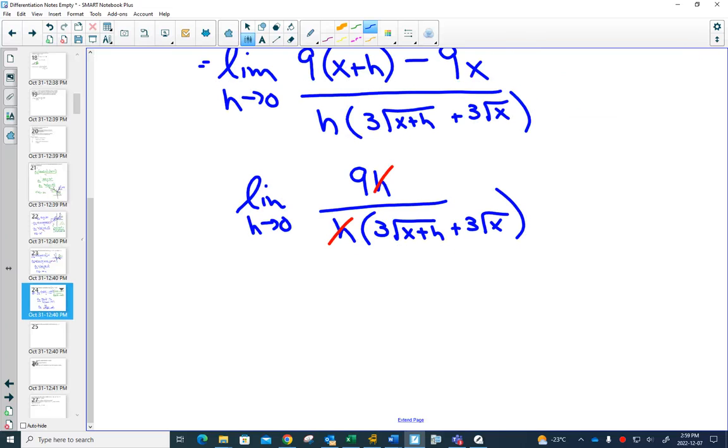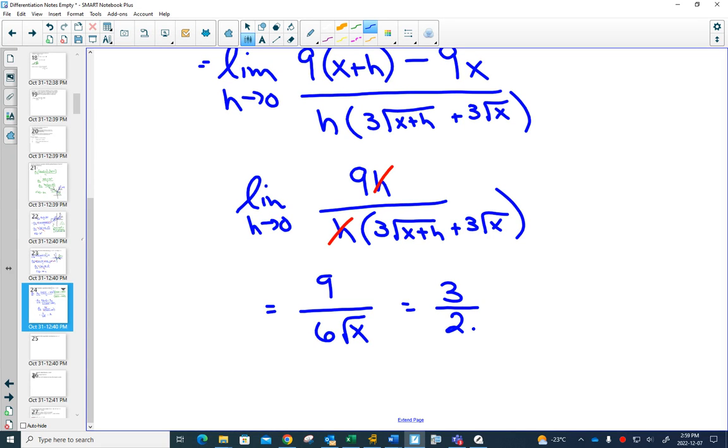And so now I can apply h equals 0. Can you see if you plug in h equals 0 now, you're not dividing by 0 anywhere? On the bottom you would have 3 root x plus 3 root x. On the top is still going to be 9. But 3 root x plus 3 root x would be 6 root x's, which would be the same as 3 over 2 root x's, which is the same as 3 over 2 x to the half, because you can change square roots to exponents.